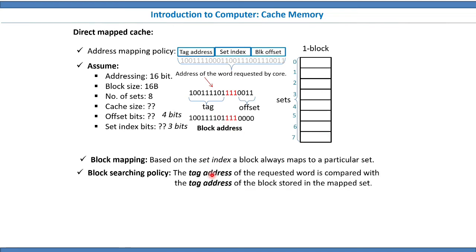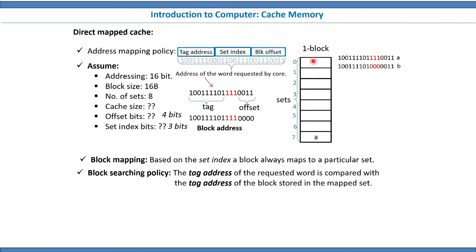I'm explaining all this very quickly, because these are the basic concepts of cache memory, and I'm assuming that you already know all this. For example, suppose core is requesting for an address like this, requesting for a word like this, or you can say core is requesting to read A, and this is the address of A. So in this case, based on these 3 red bits, it will go to set number 7, and A is stored here, suppose.